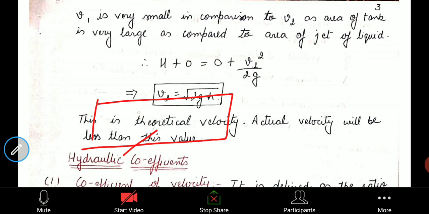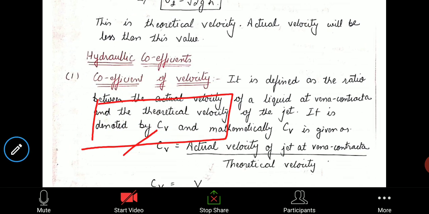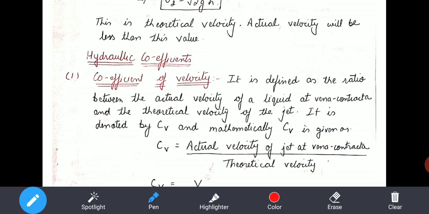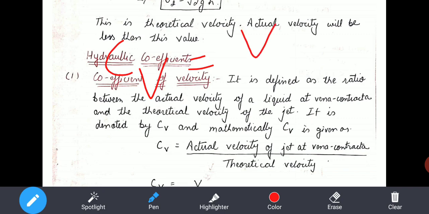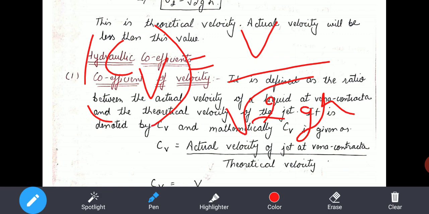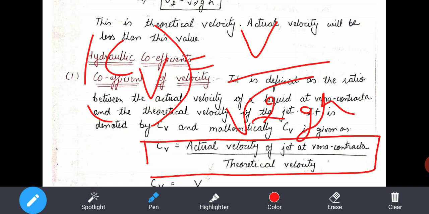We will discuss them one by one. First of all, we will study coefficient of velocity. What is coefficient of velocity? Coefficient of velocity is the ratio of actual velocity upon theoretical velocity. Theoretical velocity we already determined, which is under root 2gh. If we denote actual velocity with v and theoretical velocity with under root 2gh, we can easily obtain the coefficient of velocity, Cv. Remember this ratio: Cv is equal to actual velocity at vena contracta upon theoretical velocity.